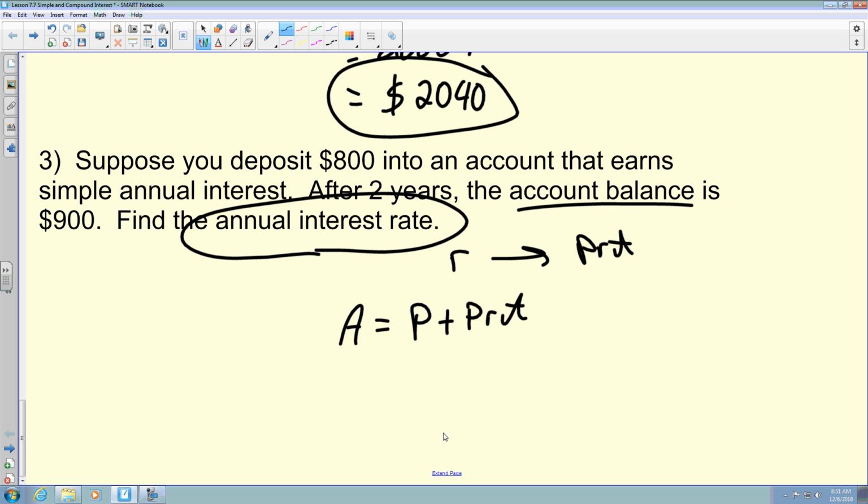So what we know is we know the account balance needs to be $900. So I put 900 here. We know that the initial investment was 800, so I put 800 here. Plus 800 is still the principal. I don't know what the rate is, so I'm just going to leave that as R. And then T for time was 2 years, so I put 2 there.